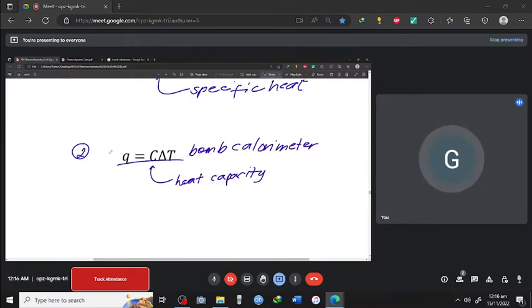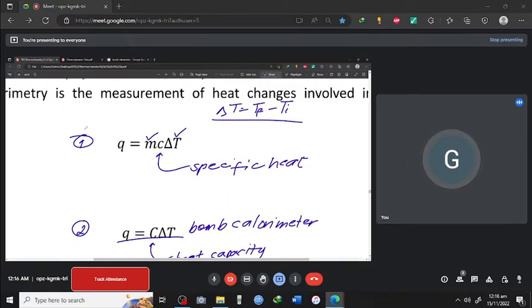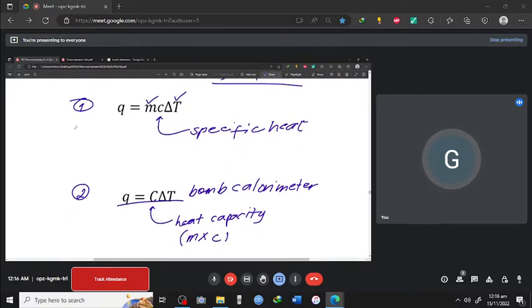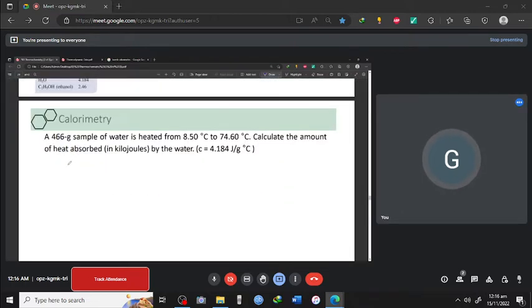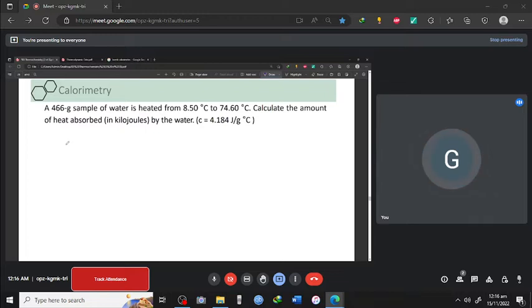Okay? Moving forward, let's try to apply these two equations that we have learned to the following example down below. Okay, zoom out lang natin sandali para mabasa natin yung question. Okay. So, ito yung problem number 1 natin for calorimetry. Sabi dito, a 466 gram sample of water is heated from 8.50 degrees Celsius to 74.60 degrees Celsius. So, calculate the amount of heat absorbed in kilojoules by the water. So, tinatanong tayo yung heat, no, na na-absorb ng water.